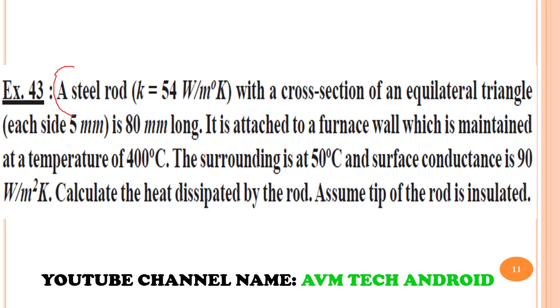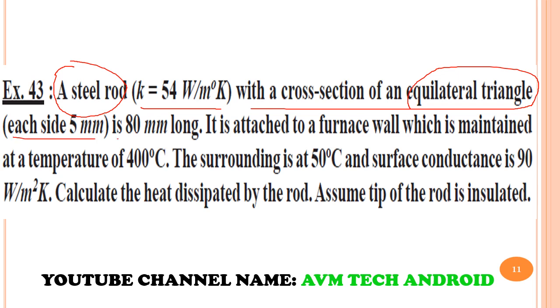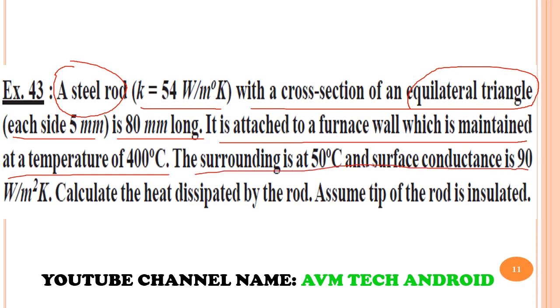So you can see a steel rod with thermal conductivity 54 watt per meter Kelvin, with a cross section of an equilateral triangle. Each side is 5 mm, and it is 80 mm long. It is attached to the furnace wall, which is maintained at 400 degrees Celsius. The surrounding is at 50 degrees Celsius and the surface coefficient is 90 watt per meter square Kelvin. Calculate the heat dissipation. Assume the tip of the rod is insulated.